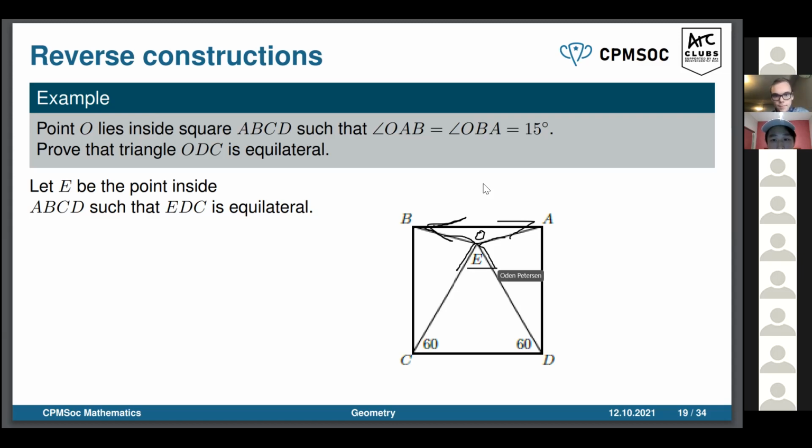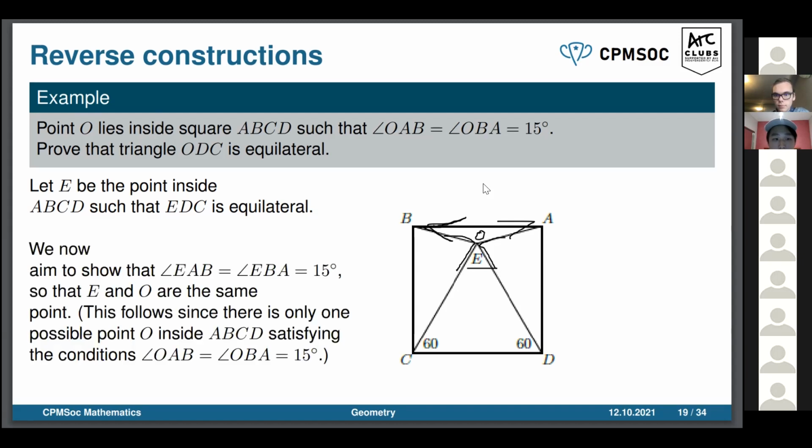Let's call it E. So we've got this new point E that we've introduced. This is a construction. And we know that because it's an equilateral triangle, it's going to have 60 here, 60 here, 60 up here. And because these here are 90 degrees, this angle here is going to be 30. This one's going to be 30.